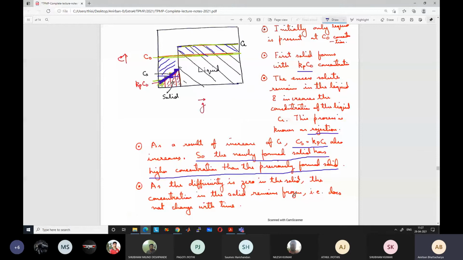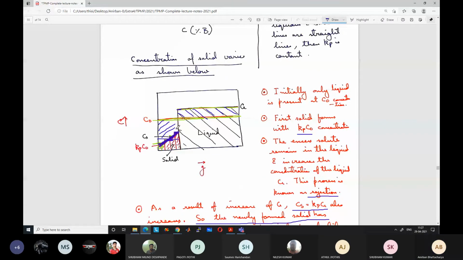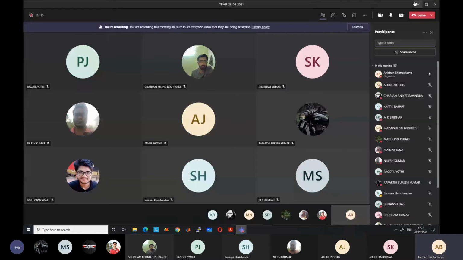Any questions on this one? Is it clear? Process is clear to everyone? So if it is clear, yes. Questions? Yes, it is clear.